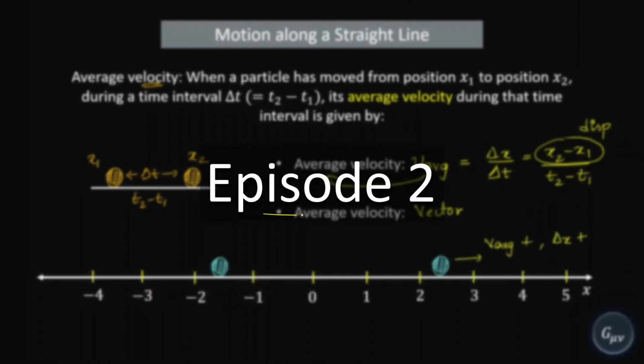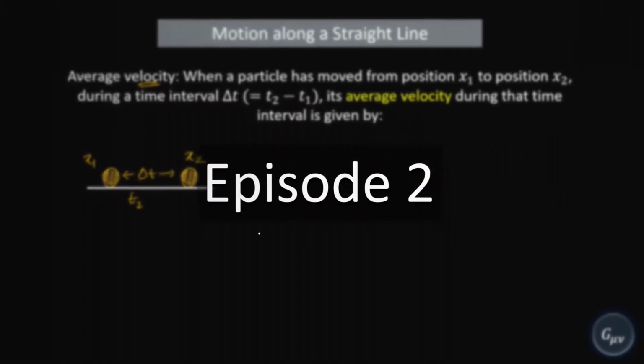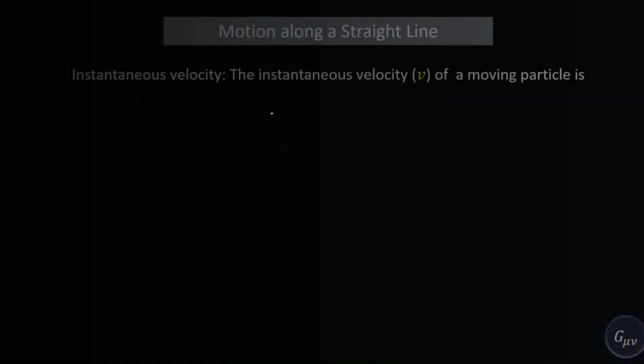This is the second episode and we are discussing some of the main ideas that you encounter in the chapter Motion Along a Straight Line. Now in the previous episode, we discussed position, displacement, average velocity and average speed. Let's begin this episode with the idea of instantaneous velocity.